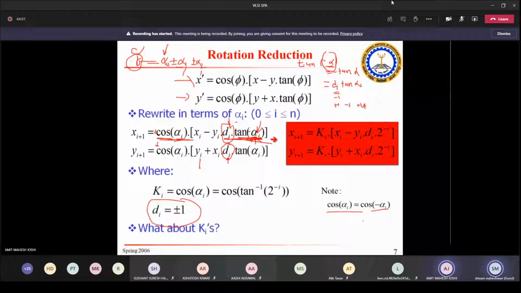Yes, sir. Okay. Now, for this particular first term, I am considering this as K i. Alpha 0 has to be positive because I am interested in starting in the first quadrant.